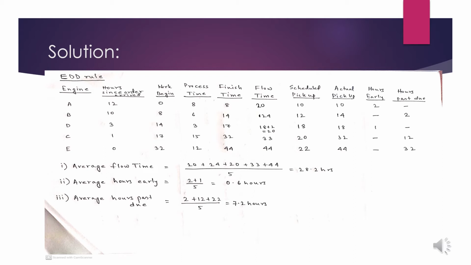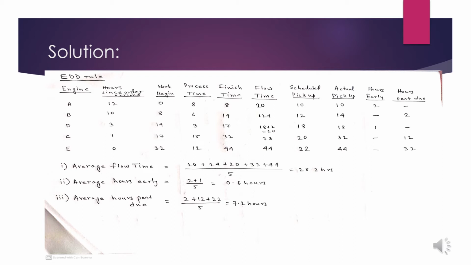Subsequently, moving on to B, the scheduled pickup is at 12, but the work has actually finished at 14. So the work will be picked up at 14, which gives us hours past due 2. Moving on to D, the scheduled pickup time is 18, though the work has been finished at 17. So it gives me an early hour of 1, given the actual pickup time of 18.